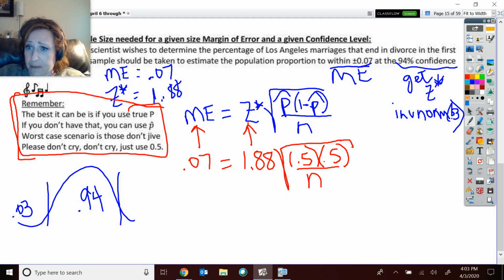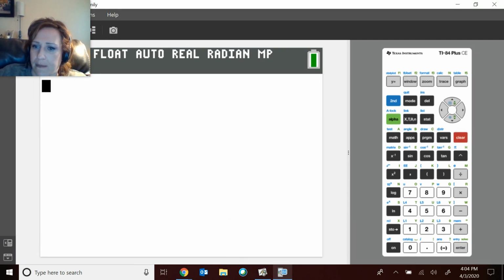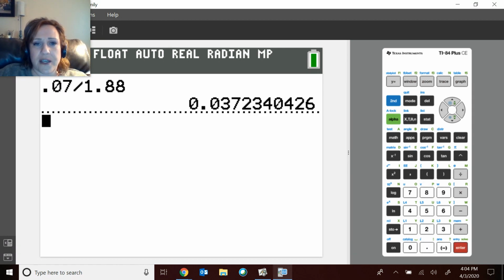So let's solve this. What would I do first? And please don't tell me you're going to square both sides first. Okay? All right, the first thing I'm going to get rid of is this 1.88, so I'm going to divide both sides by that 1.88. So I've got my 0.07 divided by my 1.88. All right, and there it is.